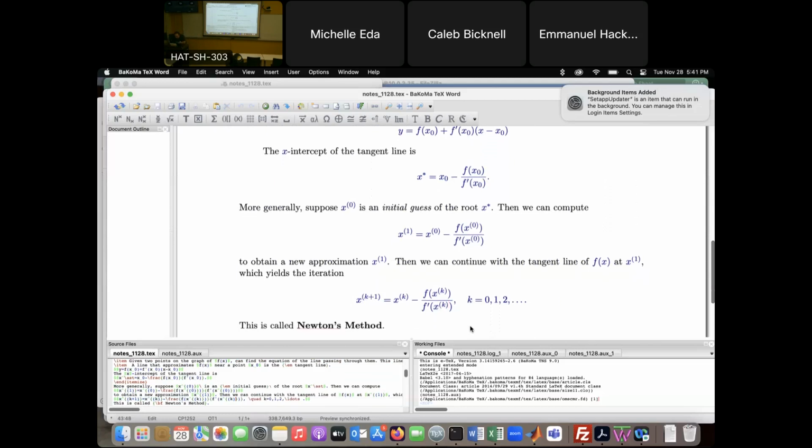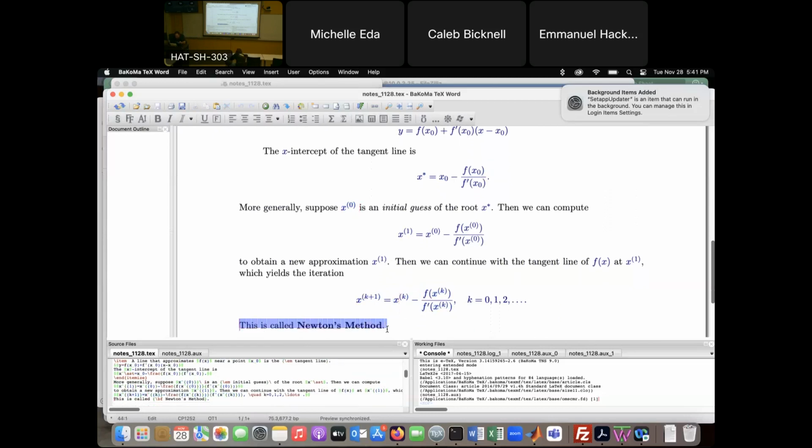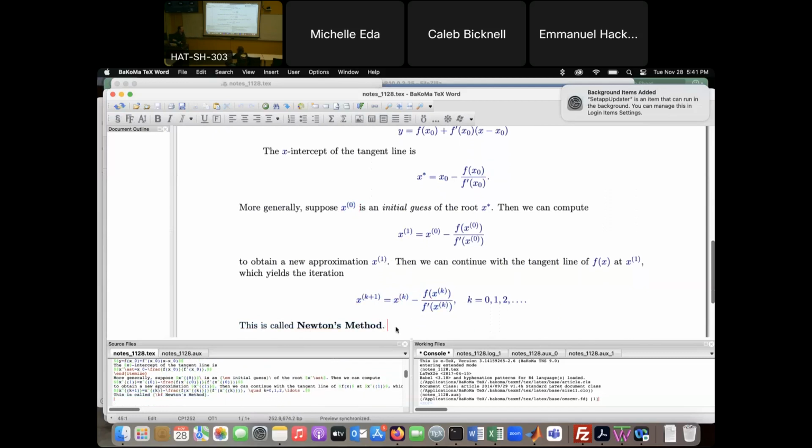So this approach of choosing the initial guess, x0, and then using this formula to continually produce new iterates that hopefully will converge to an exact root of f, is called Newton's method. Newton's method is based on the idea of approximating f by a tangent line, finding the unique x-intercept of that tangent line, and then repeating.